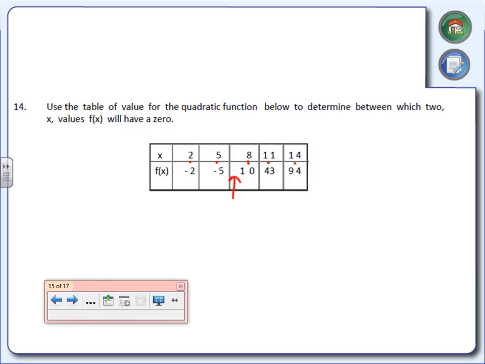It's going to fall somewhere in this area here. So it's going to fall between the 5 and the 8. How do I know the 0 is going to fall right in this area here? Well, isn't 0 between negative 5 and 10? So that's how I know. It's going to be between the negative and the positive number. So it's going to fall between 5 and 8.